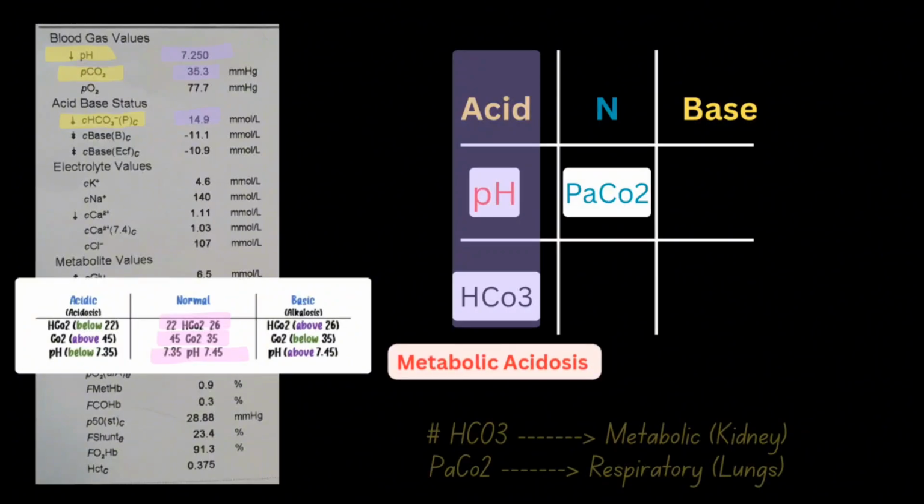Okay, the next question: is the body compensating correctly, or is there another acid-base disorder hiding in this ABG? The Tic Tac Toe method can't answer that. In the next video, I'll show you the easiest way to check compensation using Winter's formula. And you'll never confuse compensated and mixed disorders again.